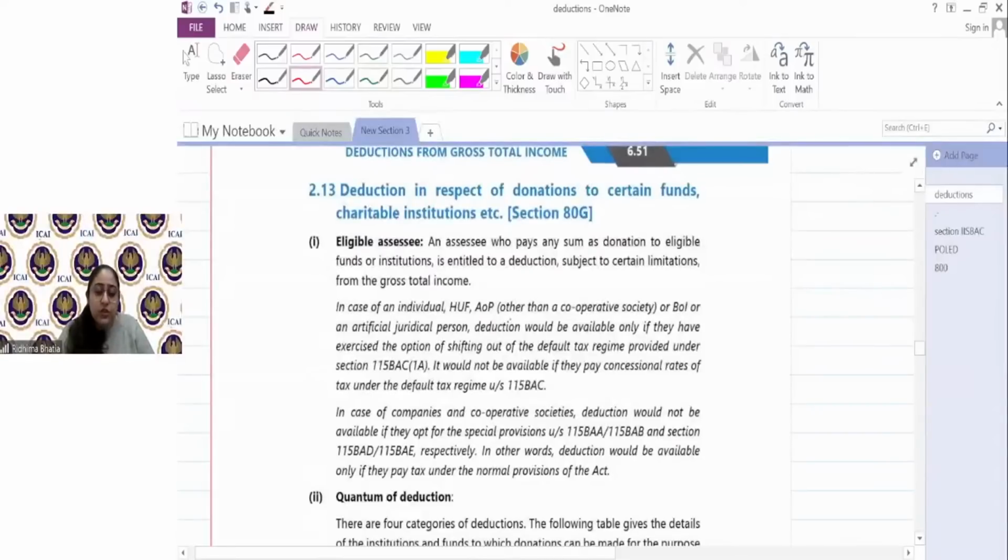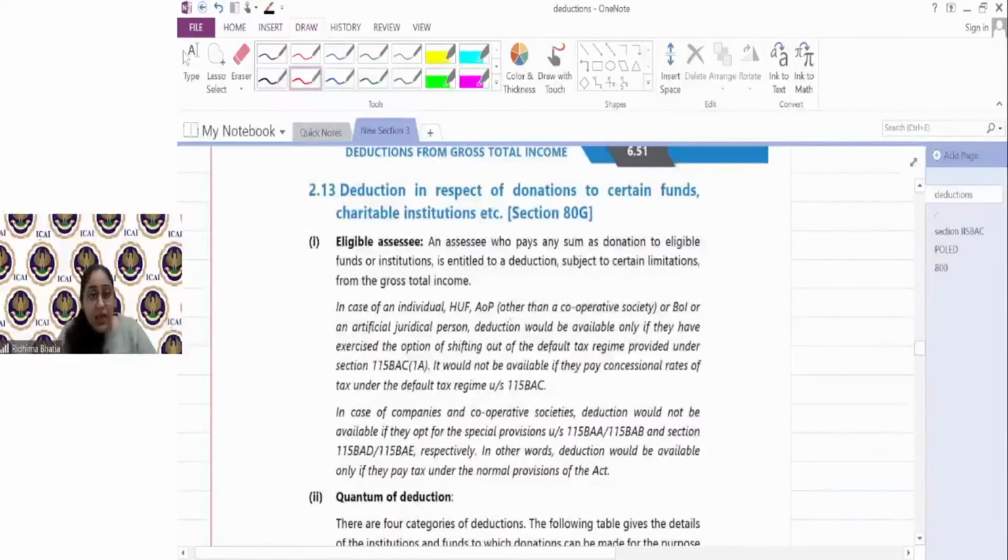Then we did 80U, for a person who is disabled himself, 75,000 or flat 1,25,000 as the case may be. Then 80DD, deduction for medical treatment and maintenance of a dependent person, allowed to resident individuals and HUF. Again, maximum 75,000 or 1,50,000, but the disabled dependent should not be claiming 80U in his return. Then 80DDP, for medical treatment for a specified disease of a dependent relative. Disabled or not is not necessary. Actual expenditure of 40,000 or 1 lakh as the case may be.